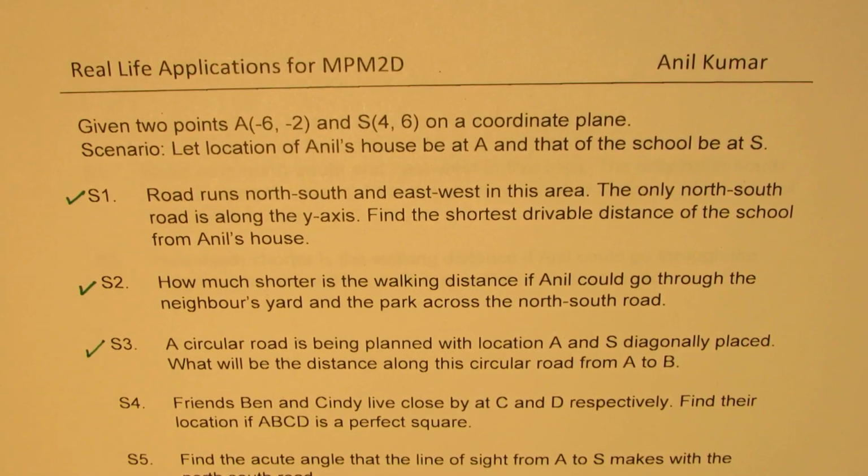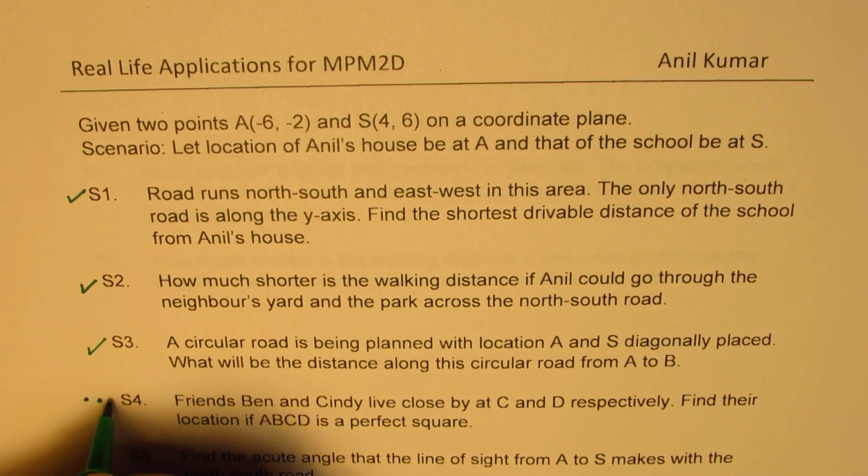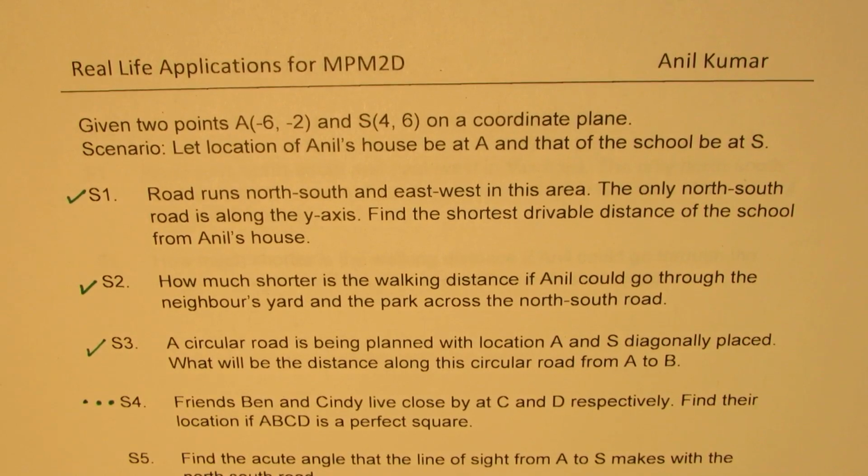Now we get into slightly difficult situations. We are introducing two more friends, and in situation number 4 we have friends Ben and Cindy, who live close by at C and D respectively. Find their location if ABCD is a perfect square. Now that is a difficult question. I would like you to think about it and then do it. That is how we have to build a situation or a story. So going in one direction, which is coordinate geometry, you can get into this area.